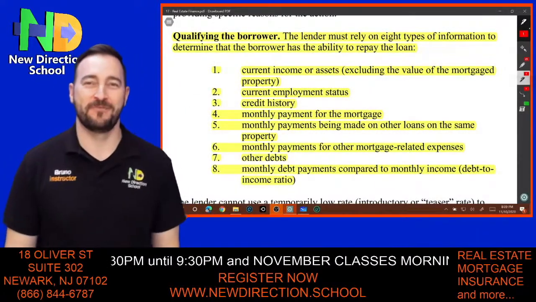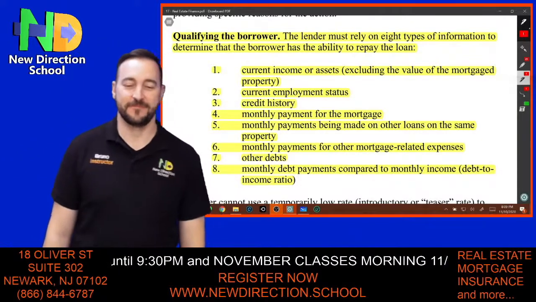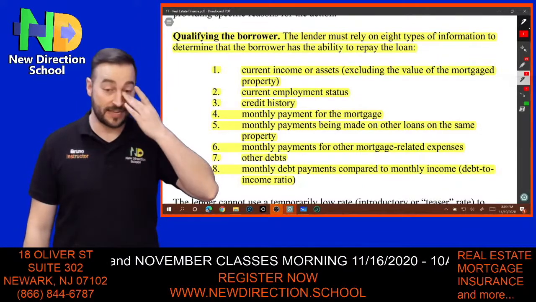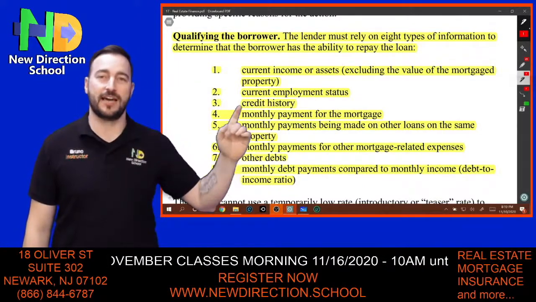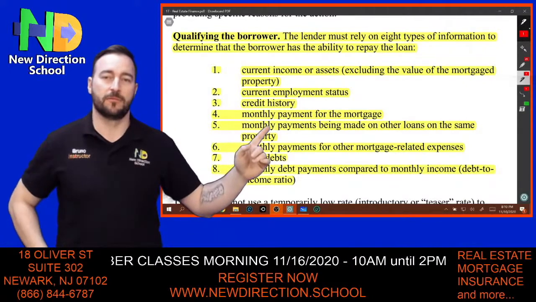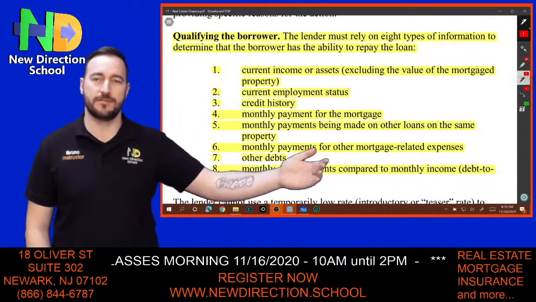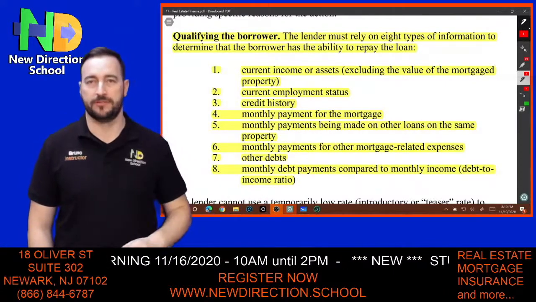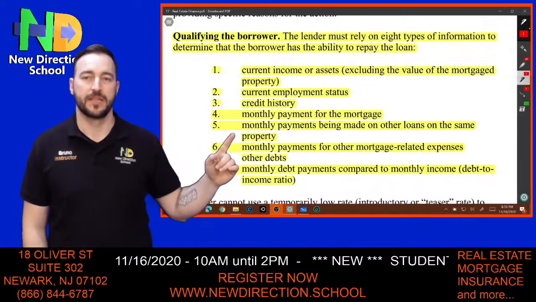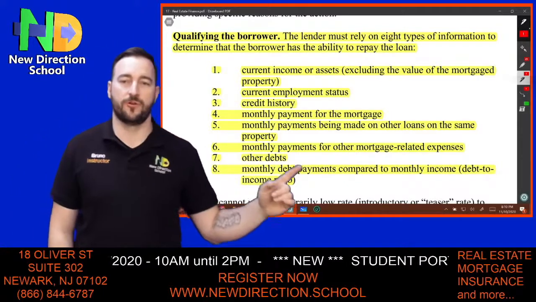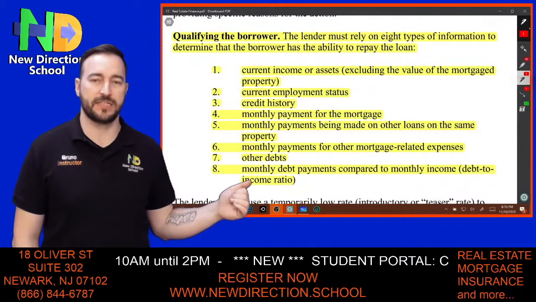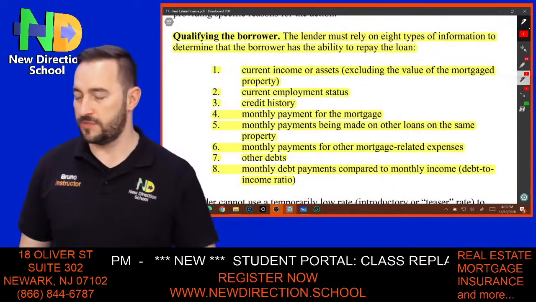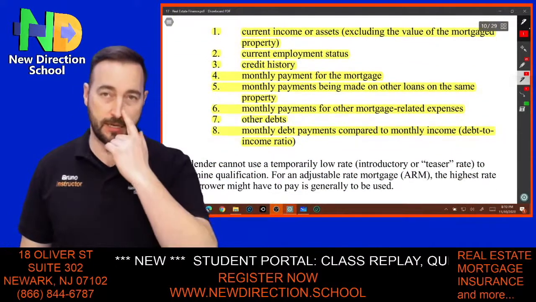So how do we qualify borrowers? We're going to look at the current income or assets, the current employment status, and credit history. The monthly payment for the mortgage, so it's the estimated monthly payment, right? Monthly payments being made on other loans on the same property, so if there's a second, third, fourth mortgage, whatever. Monthly payments for other mortgage-related expenses, and the monthly debt payments compared to monthly income, or DTI, which is a debt to income ratio.